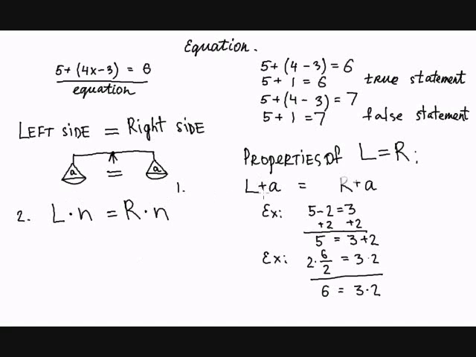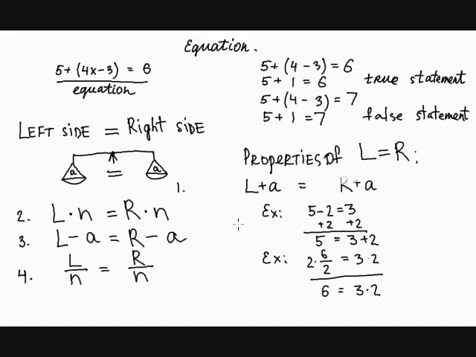With these properties, addition and multiplication, we can derive the next property, which is the subtraction property, meaning that we can subtract the same number from both sides of the equation. We can also derive the division property, which tells you that we can divide both sides of the equation by the same non-zero number.